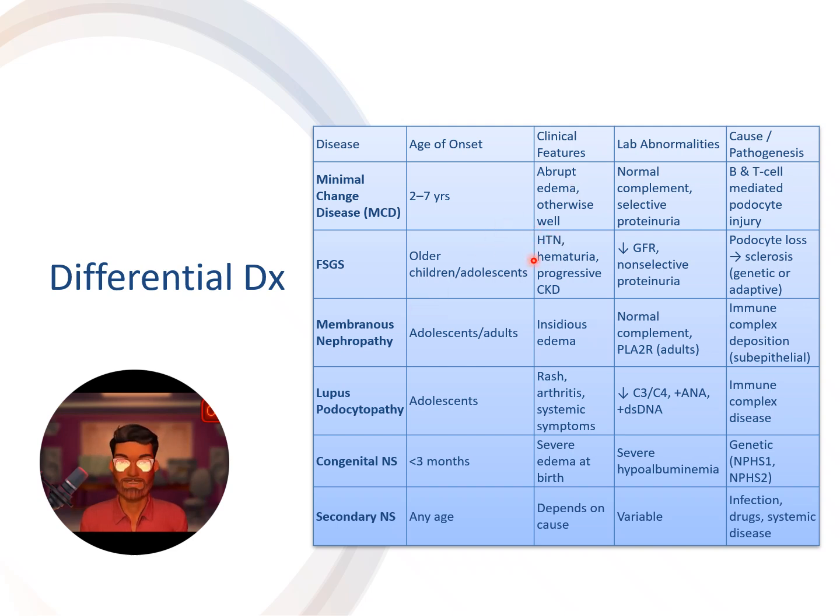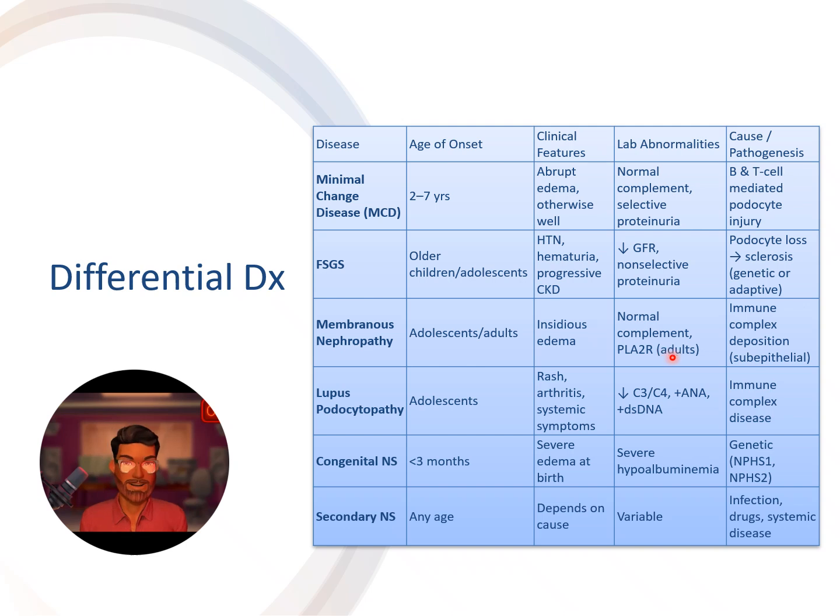FSGS typically occurs in older children. Hypertension, hematuria can happen, progressive CKD as well, since oftentimes they tend to be resistant to steroids and possibly also resistant to other immunosuppression. And again, over time, podocyte loss with sclerosis, and that could be, in addition to primary FSGS, also genetic or adaptive, like we mentioned, obesity, sickle cell disease examples. Membranous nephropathy also occurs in adolescents and adults. Normal complement.